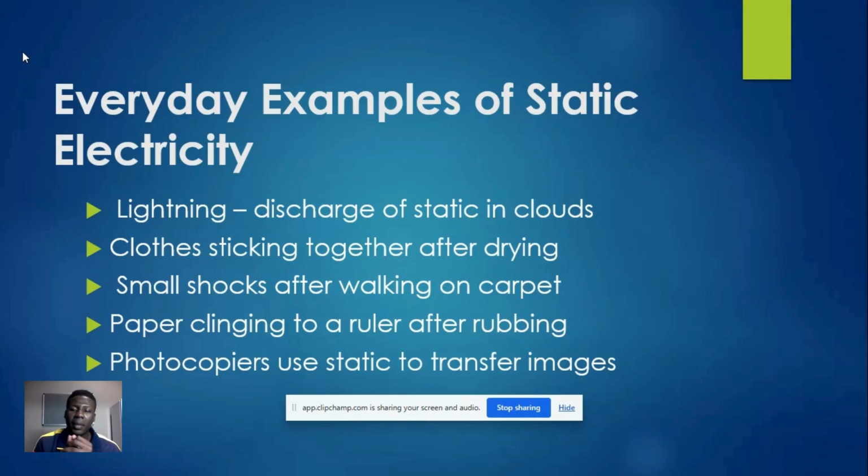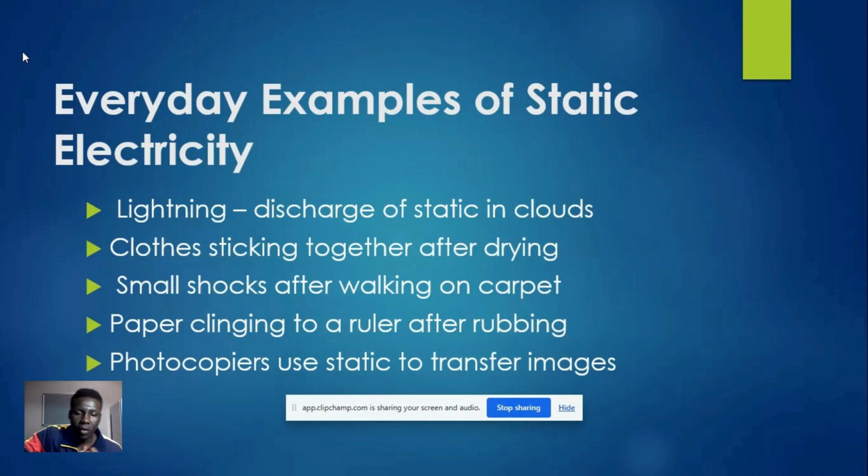Okay, then paper clinging, with a ruler after rubbing, as I demonstrated on the previous slide, where I took a ruler or a balloon, then rubbed it against my hair, and those small pieces of paper jumped towards the ruler. Okay, then we use photocopiers in our daily life, especially those who work at offices. Photocopiers use static to transfer images.